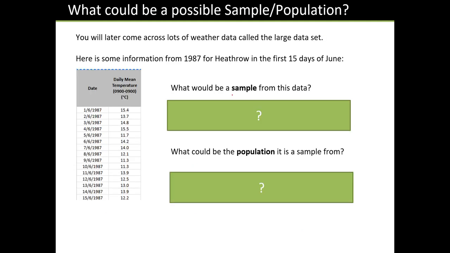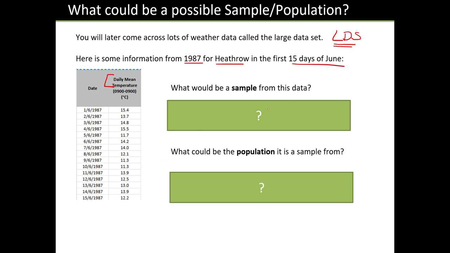So one question based off a recent year's exam. I've got some data here. This is data from 1987 from Heathrow. It's the first 15 days of June. And it's about the daily mean temperature. So why have I picked this? Well, you're going to see later on, this is one such time and location in the large data set.